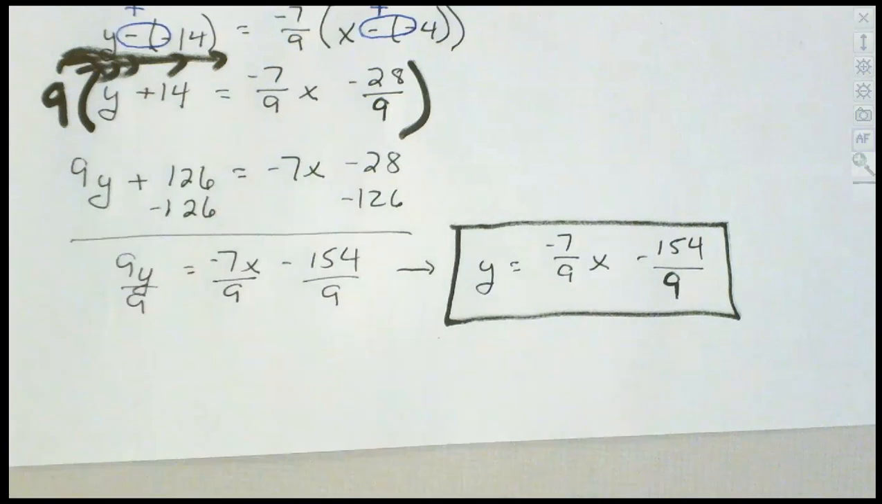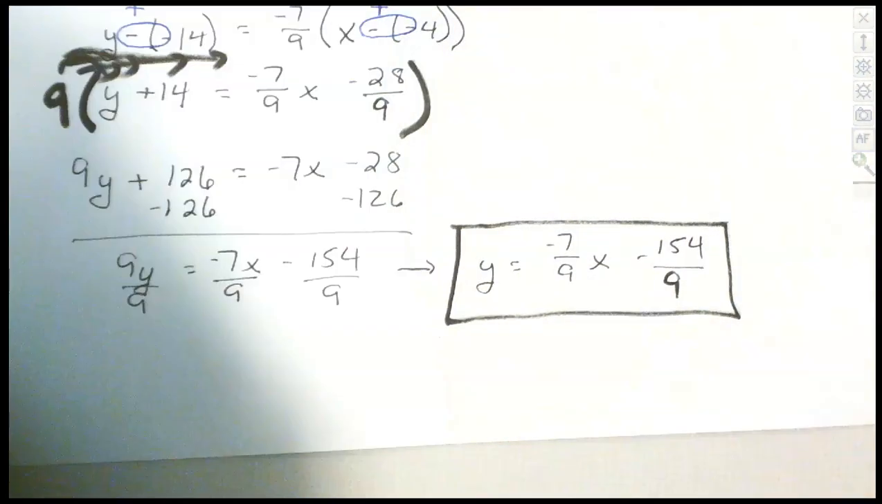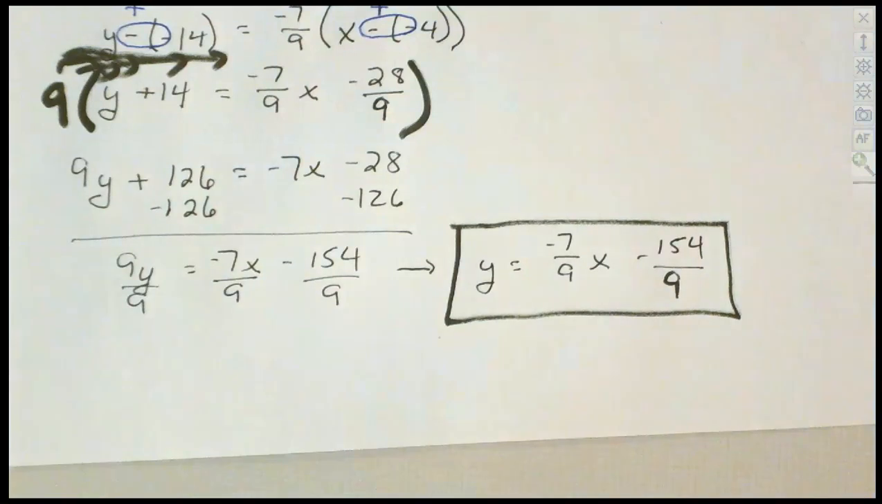Okay, but that's going to be now your final answer. And that is in our slope-intercept form, which is what we wanted. And that was question 3. We also asked about question 7. Okay, and question 7 is very similar to question 3.